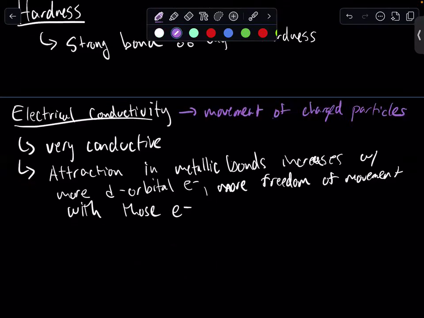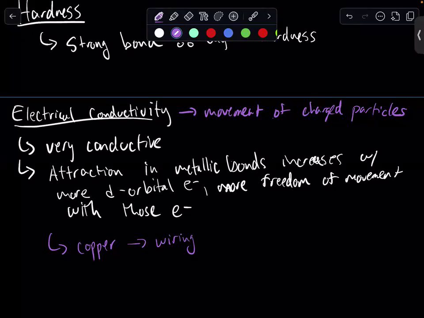Our biggest example is going to be, of course, copper, because we use it in wiring mostly, and it's an incredibly conductive element that we can use in everything. You literally can open up any electronic and you're going to have copper through the wiring. So these are the main properties we're talking about with transition metals that you need to know in HL.